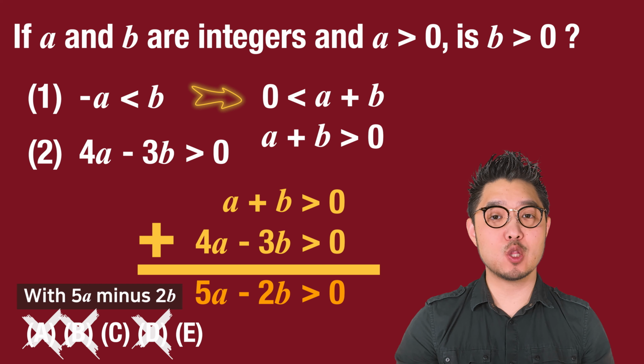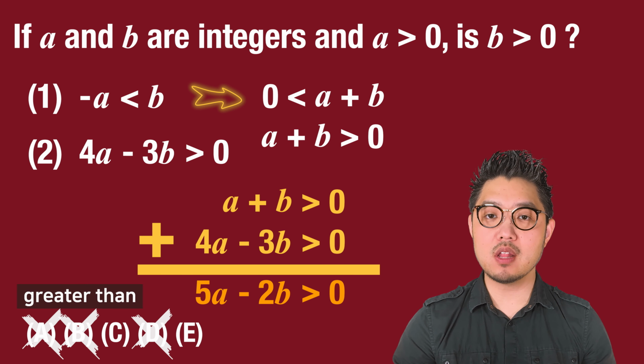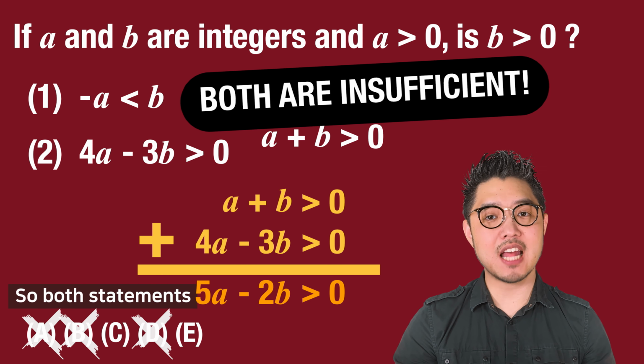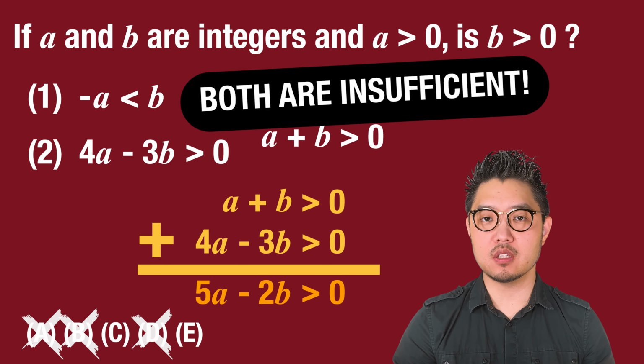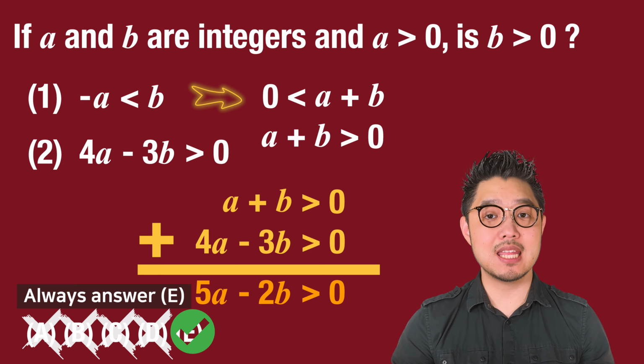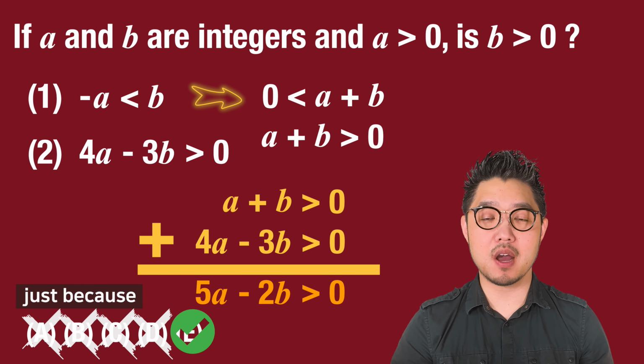With 5a minus 2b greater than 0, we can see that the variable b still can be greater than or larger than 0. There are multiple possible answers, so both statements together are not sufficient. Eliminate C. Therefore, the final answer is E. Always answer E only when you are confident with your logical thinking. Don't answer E just because it seemed like it.